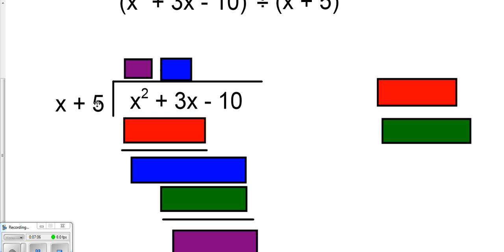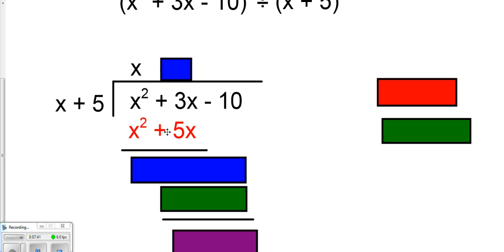Now, we don't need to look at the x plus, or the plus 5 part. We're mainly just concerned with this front term, just x. x is going to go into each of these terms. We're going to start by looking at the first one. x goes into x squared how many times? Or again, you're thinking, what times x would make x squared? Well, that would come out to be x, because x times x is x squared. So, x goes into x squared x many times.